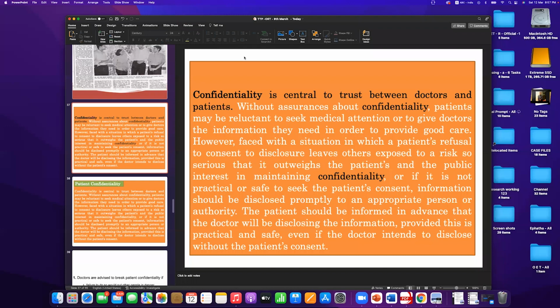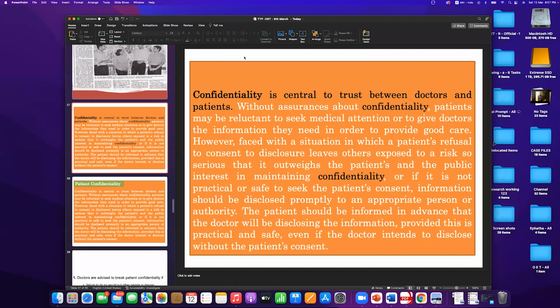Confidentiality is central to trust between doctors and patients. Without assurance about confidentiality, patients may be reluctant to seek medical attention or to give doctors the information they need in order to provide good care.